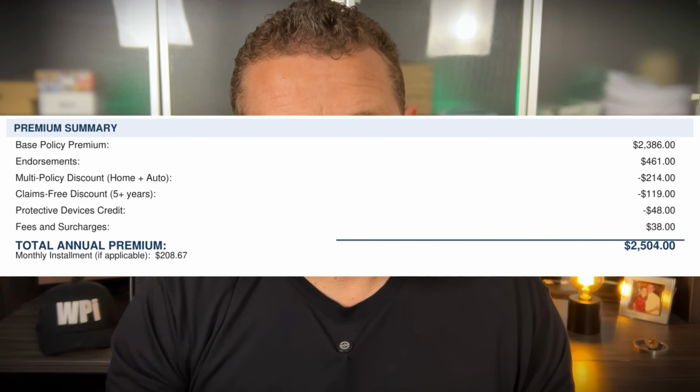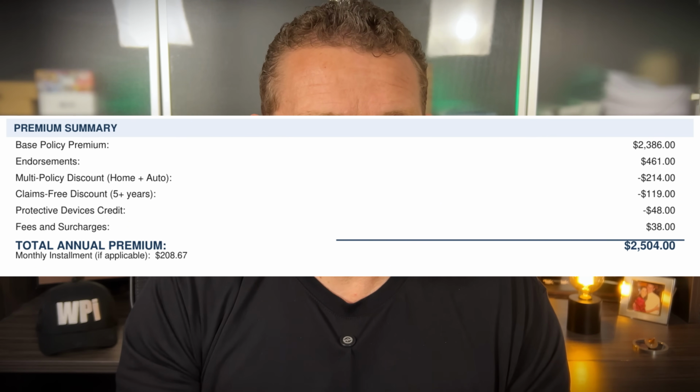If your premium went up and you don't know why, this section may help you figure out where the change came from. Maybe the base rate increased, the endorsement cost could have gone up, a discount might have disappeared. It may not explain every rating factor, but it gives you a starting point for the conversation with your agent.